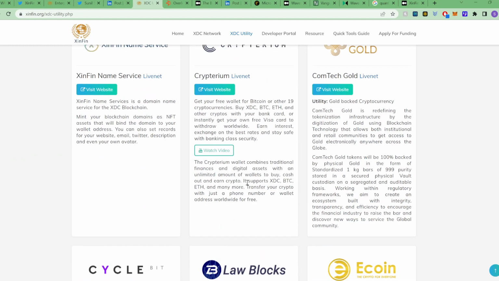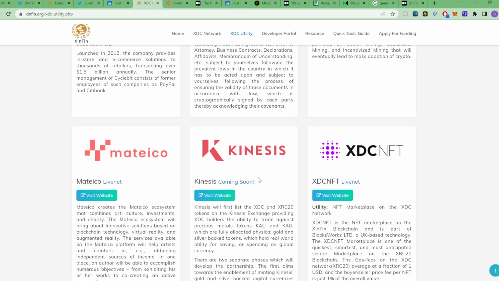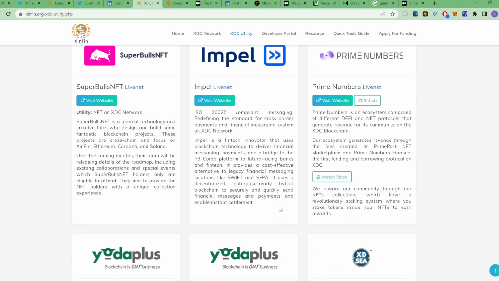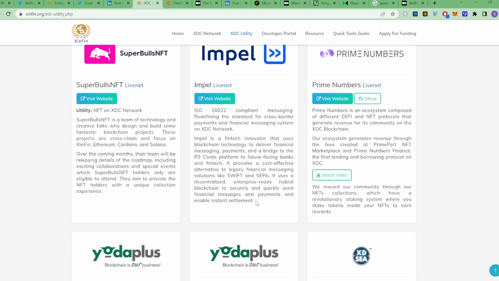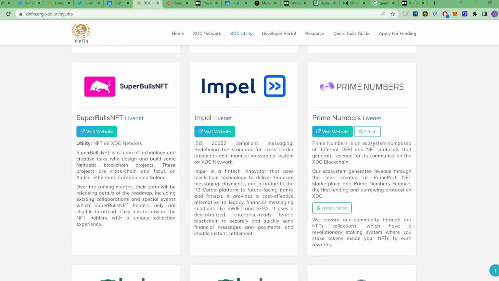So we're seeing a lot of really interesting companies on here, a mix really. You've got wallets, you've got dApps on here. Impel is obviously absolutely huge. There's a lot of compliance towards ISO 20022 specifically with them. Here's, for example, the cost-effective alternatives to Swift and SafePay.